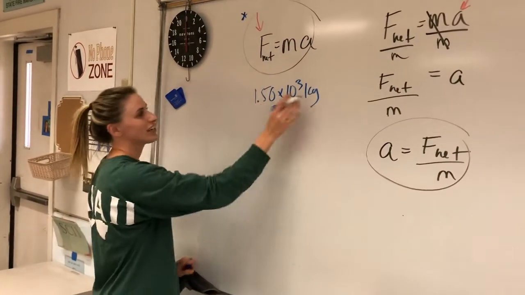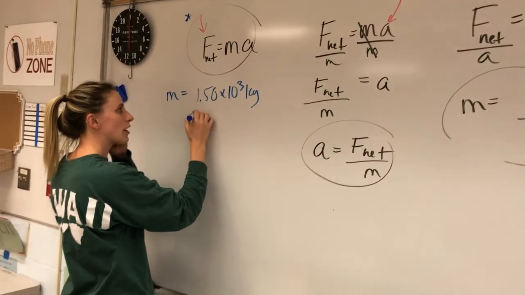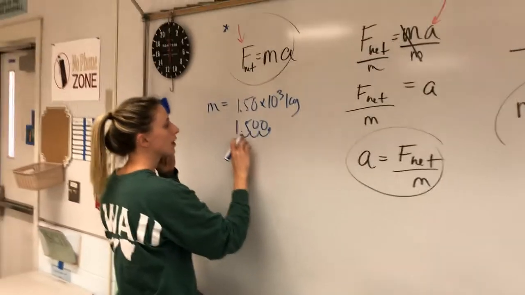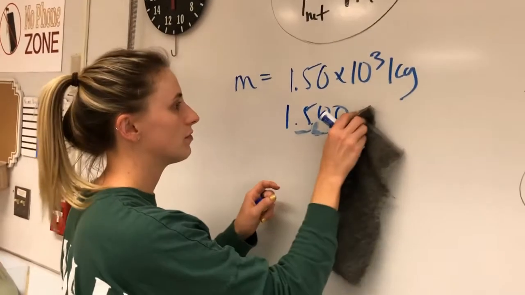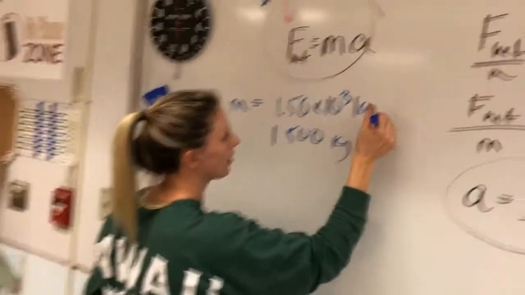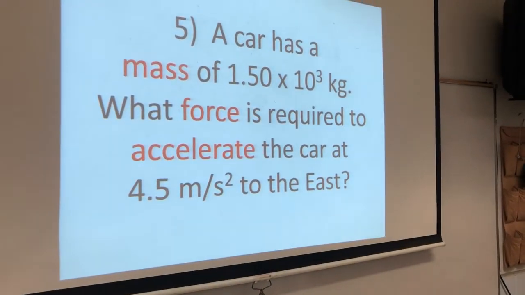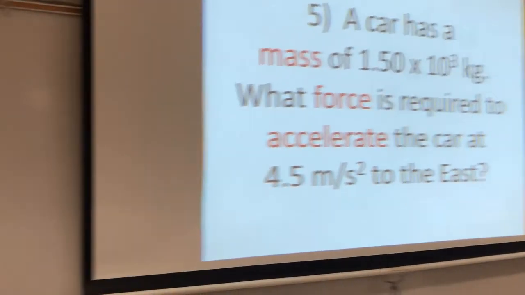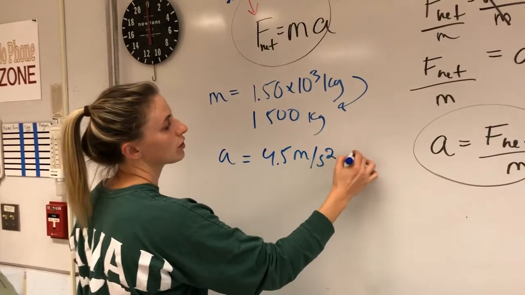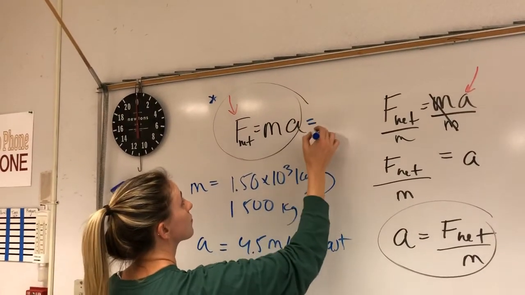Okay, kilograms, that's mass. You said I move this 3 places to the right? Yep, that's 1,500 kilograms. Okay, this or this, same thing. A mass of that many kilograms. What force is required to accelerate the car at 4.5 meters per second squared to the east? I just plug it in. That's just mass times acceleration.